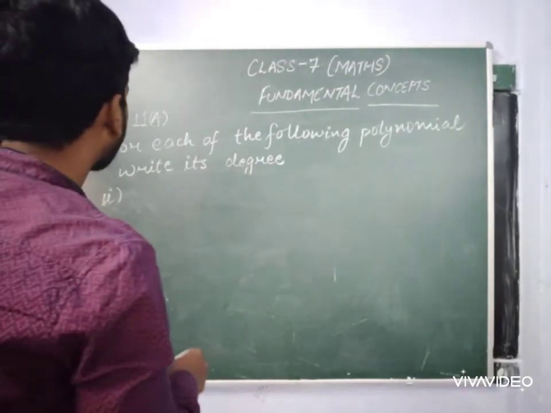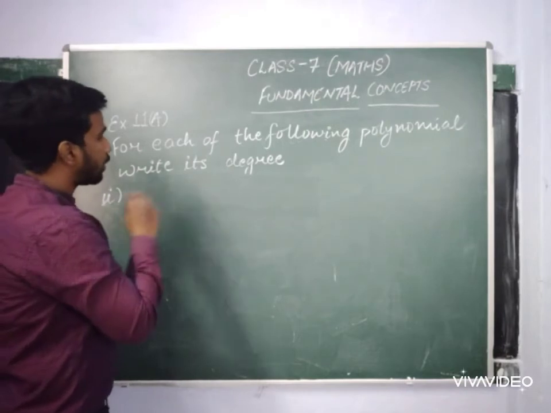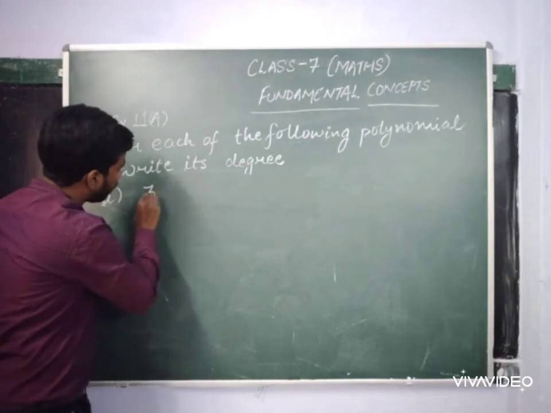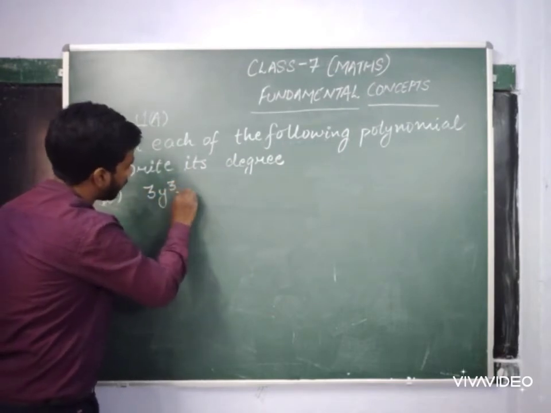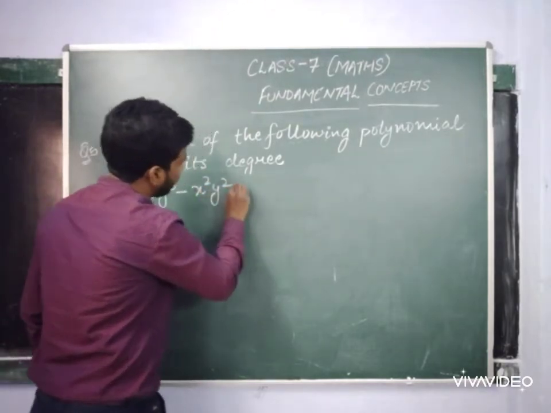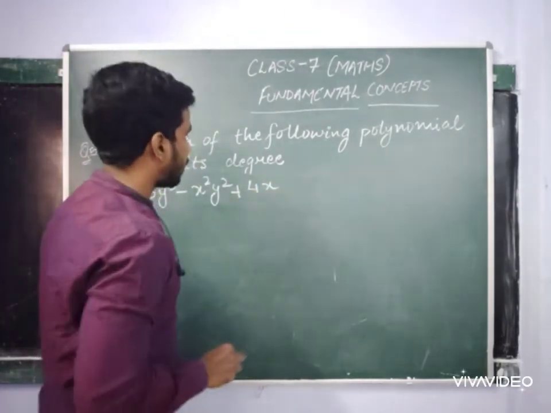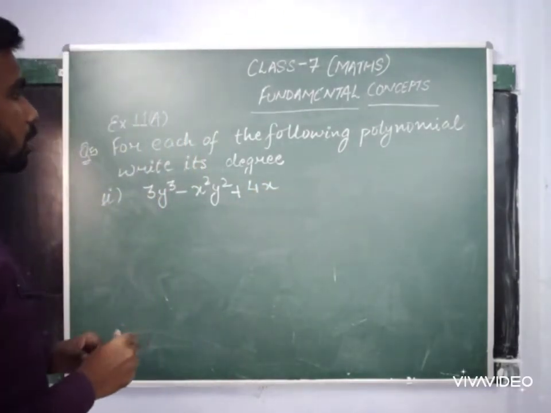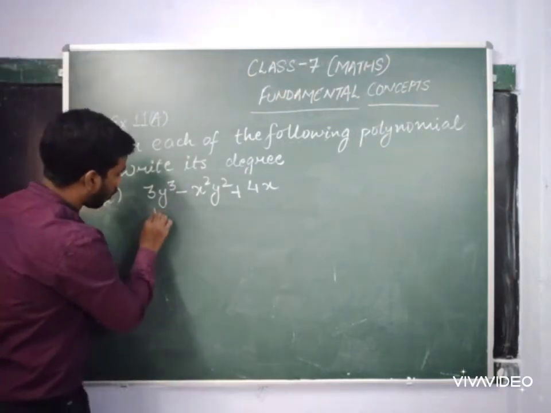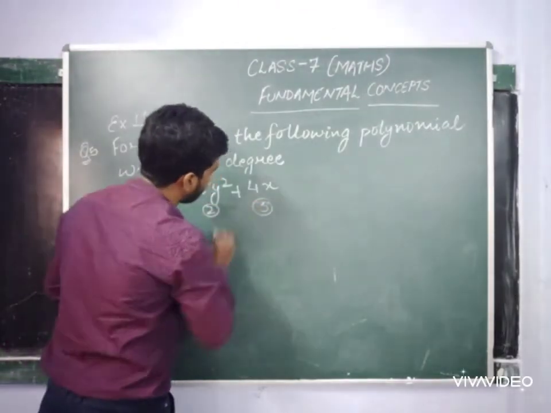Now see, question number 5 is telling us, for each of the following polynomials you have to write its degree. The first part is saying 3y cube minus x square y square plus 4x. As I've already told you, in order to take out the degree of the polynomial, we will separately take out the degree of each single term given in this expression. So there are 3 terms given.